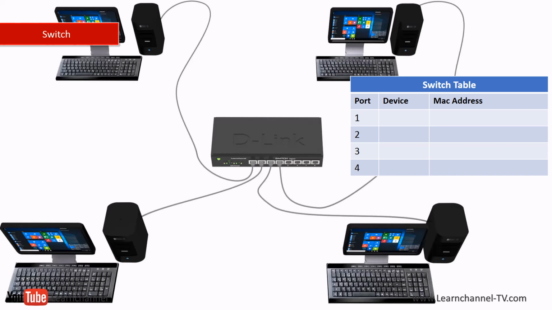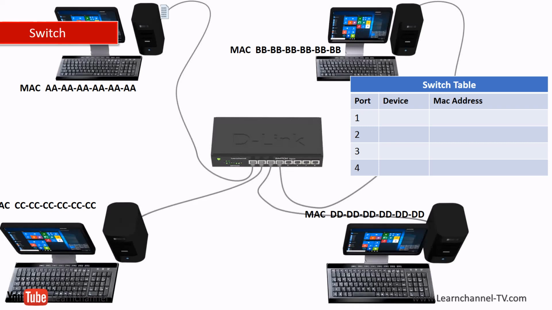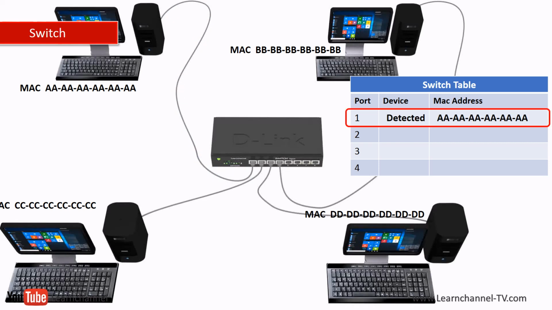But how does it do so? Let's start with an empty table. Computer A sends a data package to computer D. As the switch does not know where D is, it just behaves like a hub and spams every computer. But it is learning. By checking the MAC address as a part of the data package, it learns that computer A can be found on port 1.